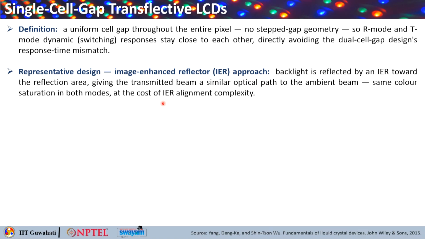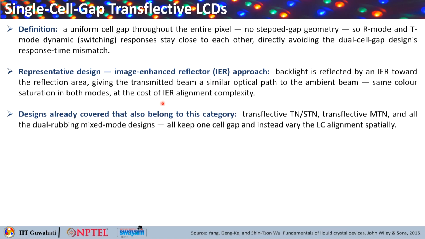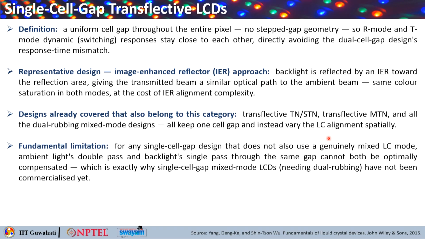However, you are adding an extra cost of IR alignment complexity, which you have briefly seen in the previous slides. In the previous lecture we have actually seen this IR, right? The designs already covered that also belong to this category are transreflective twisted nematic or super twisted nematic, transreflective MTN, and all the dual rubbing mixed mode designs. For all of them, if you use an image enhanced reflector, all can keep one cell gap and instead vary the liquid crystal alignment spatially.